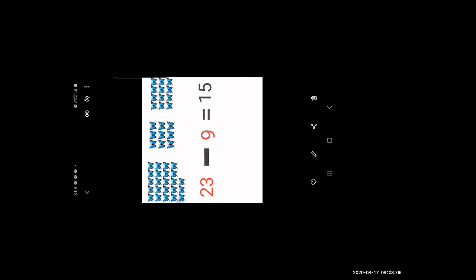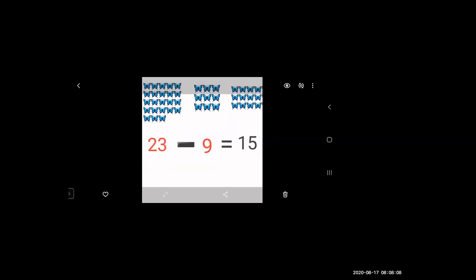Let's take one simple example. Here you can see 23 butterflies, and we are going to subtract 9 from 23. So how many butterflies are remaining with me now? Only 15 butterflies are there. So 23 minus 9 is equal to 15. This is a very simple two-digit example I have given here.